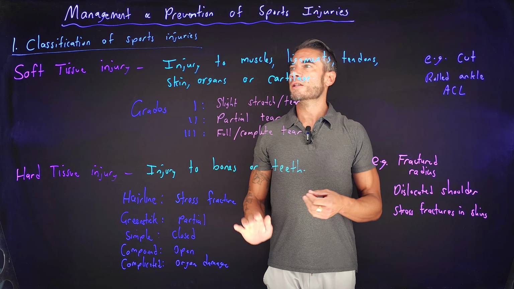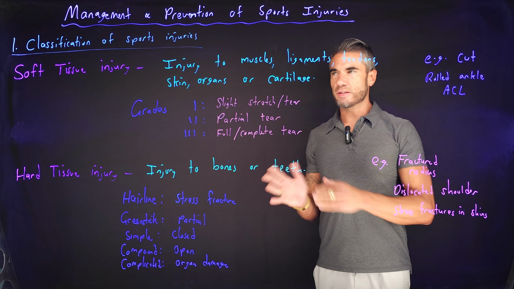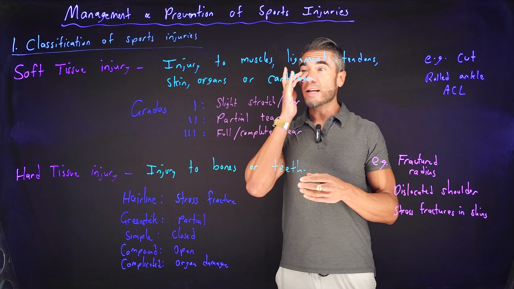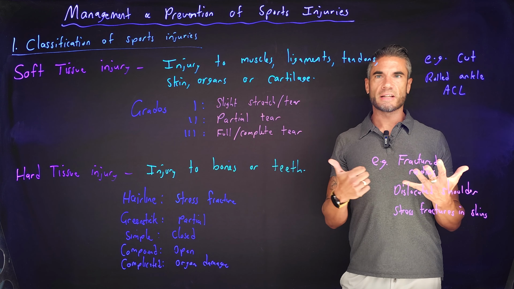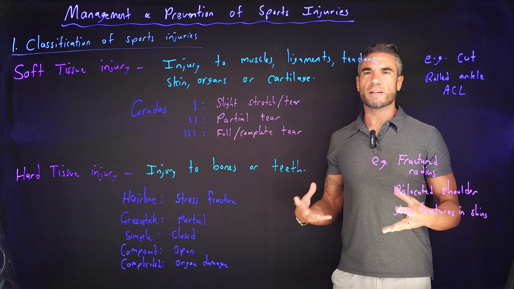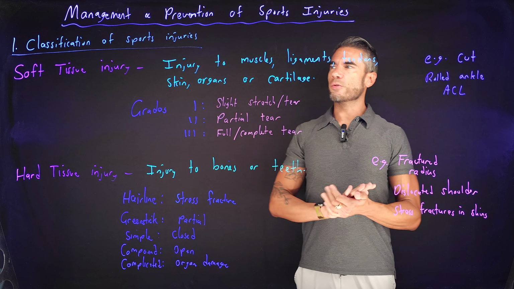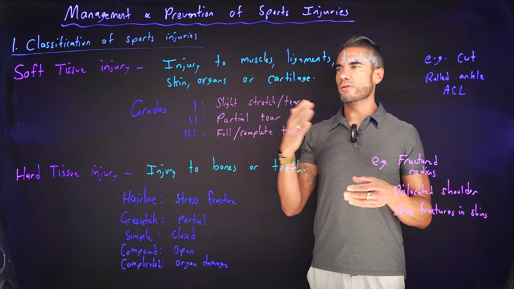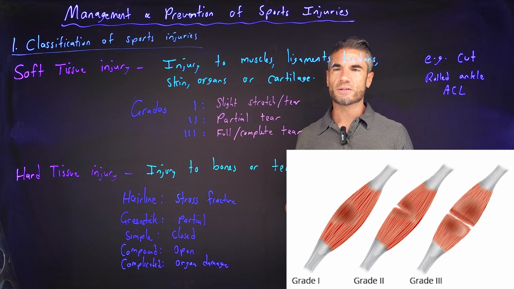All right, so our next classification group we've got is soft tissue injuries and hard tissue injuries, okay? So soft tissue injuries are any injuries that occur to muscles, ligaments, tendons, skin, organs, and cartilage, okay? So think of the things that are soft and squishy in your body and they get hurt. We do have 3 grades of soft tissue injuries. So you may have heard, grade 1, grade 2, grade 3. These are mainly related to tears of ligaments or tendons.